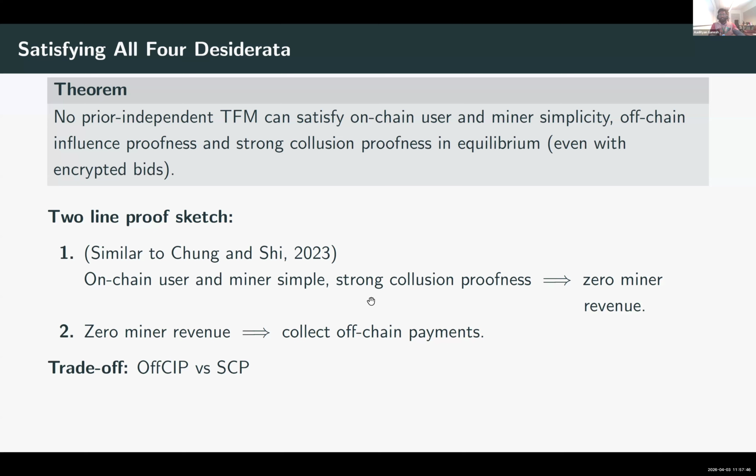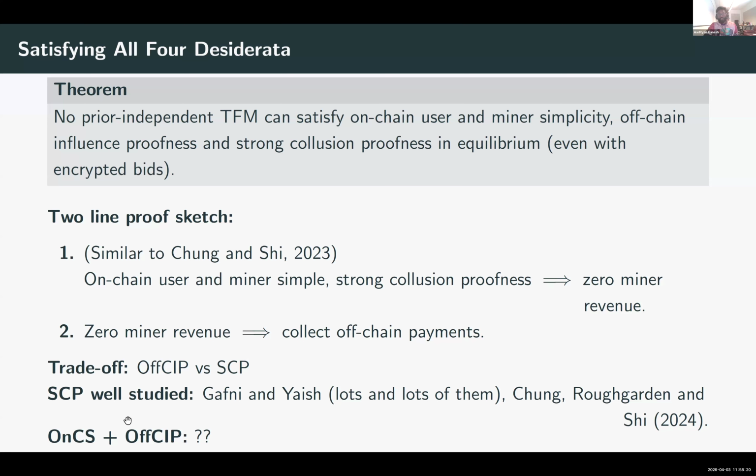So a different way to phrase this is, if we start with on-chain user simplicity and miner simplicity as given, and then I tell you that you have to choose between off-chain influence proofness and strong collusion proofness, it is not clear when you will want to go with strong collusion proofness, or what conditions or what beliefs you need to have about your blockchain ecosystem to choose strong collusion proofness, and under what conditions you think you are not that worried that users would collude with the miner and you would go with off-chain influence proofness.